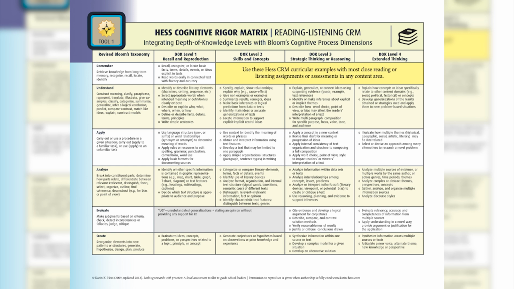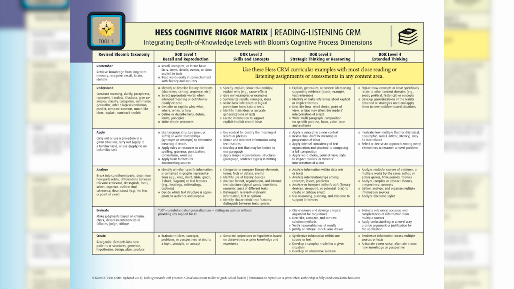So I mentioned my cognitive rigor matrices. I started with a very basic one back in 2009. And since then, I've developed 8 content-specific matrices. You'll notice that along the top, you see Webb's depth of knowledge levels. Down the side, you see Bloom's taxonomy levels.